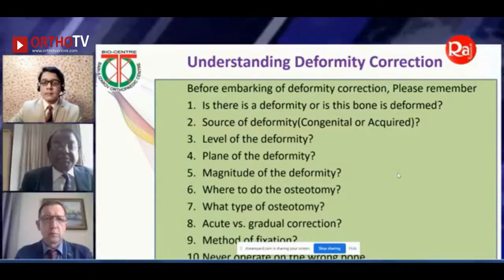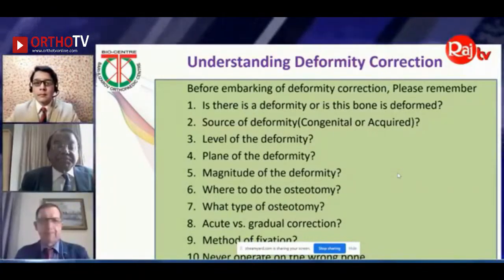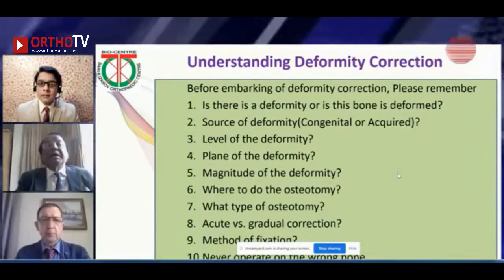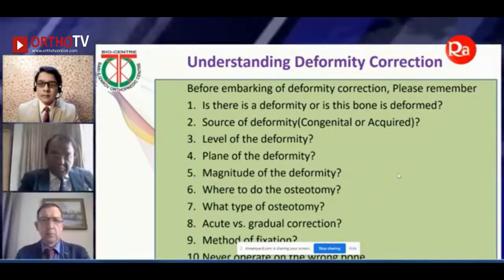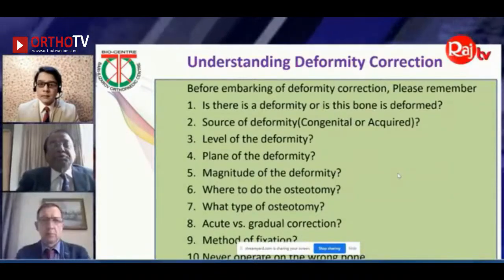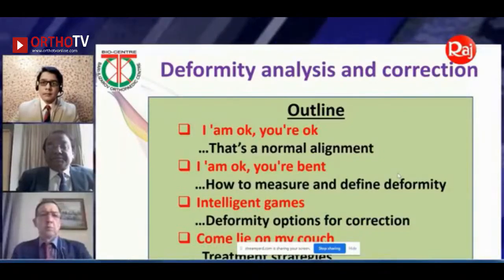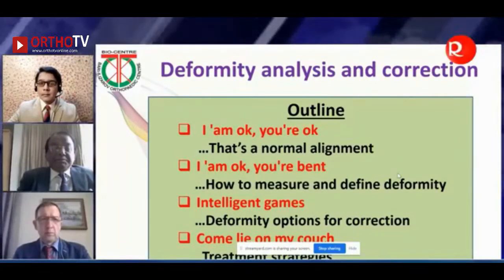As Ilizarov surgeons, we are doing external fixation. Never operate on the wrong bone. So this is the understanding of deformity correction. Before doing any surgery on the bone, you should keep it in your mind. Regarding the analysis of deformity and correction.